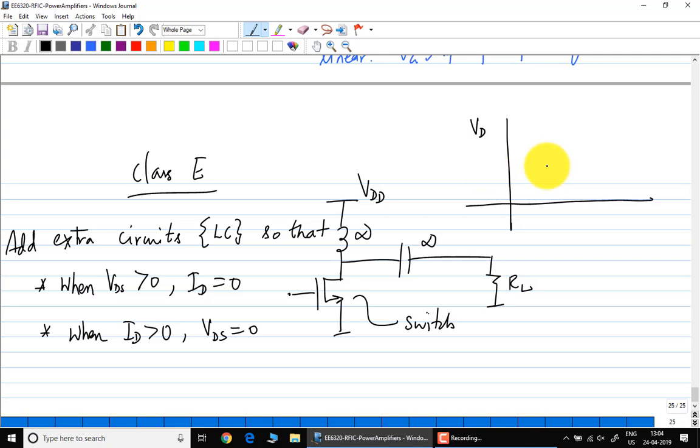Now what I'm going to do, the class E PA is a specialized circuit where for a real MOSFET or a real transistor, the overlap times between the current and the voltage is as small as possible. So I'll show it like this, something like this. I'm going to try to reduce the overlap time when VD is large and ID is large. If I do this, I'll get maximum possible efficiency. Does it make sense? So this is time axis, of course.